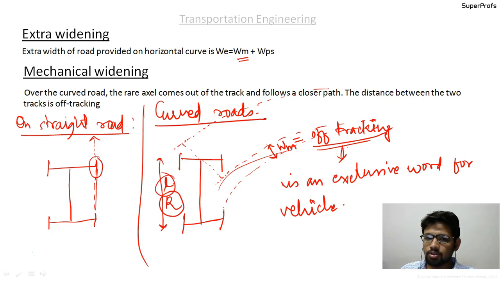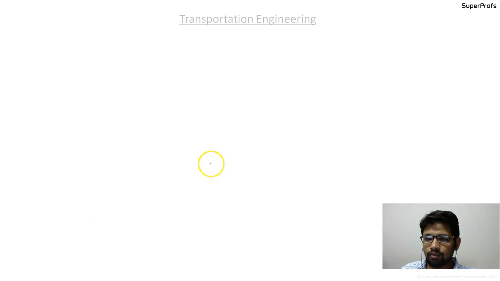Over the curved road, the rear axle comes out of the track and follows a closer path. The distance between the two tracks is called off tracking. I have shown over here what off tracking is, and this off tracking is provided as mechanical widening. Now we will study how to calculate the off tracking for a given vehicle. The scenario will be of this kind.